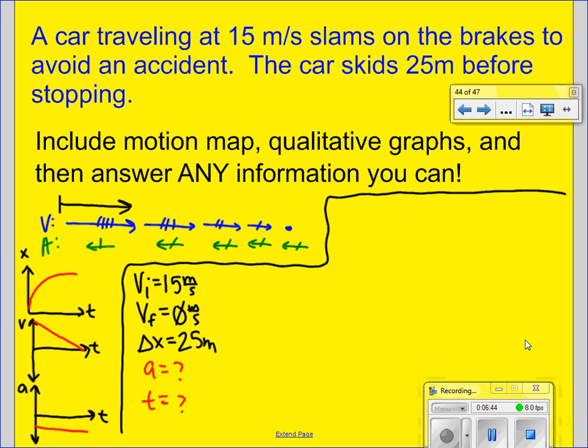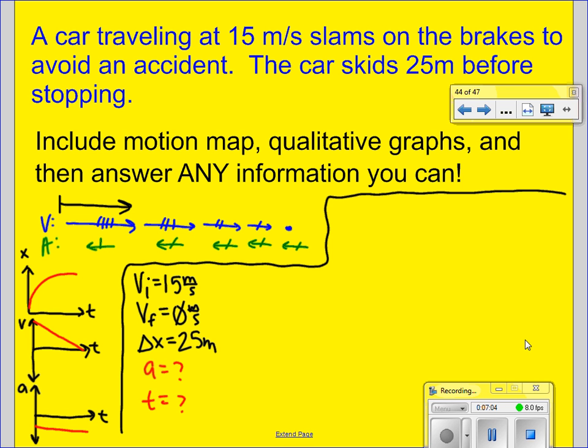Okay, let's go ahead and take a look at what I've got on the screen. First thing is the motion map. Notice the velocity vectors in blue are getting shorter because the car is coming to a stop. It's braking. If the car is slowing down and the velocity is in the positive direction, acceleration must be the opposite, or in the negative direction, to slow it down.